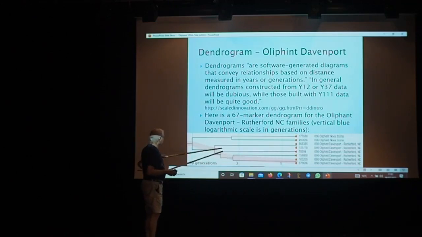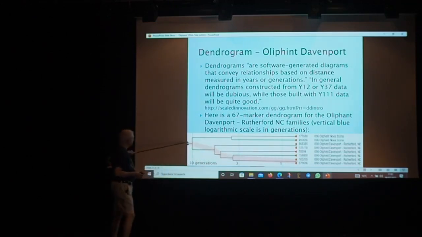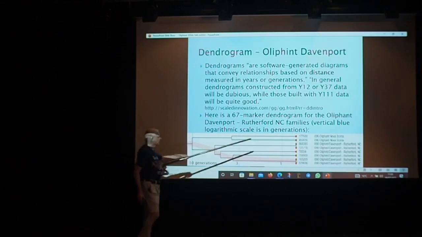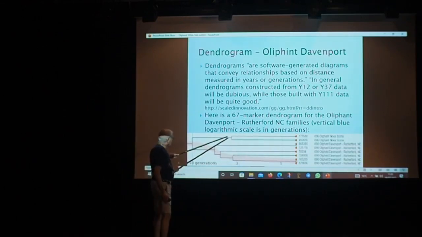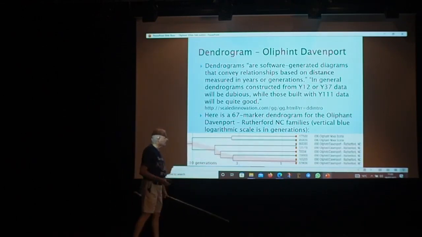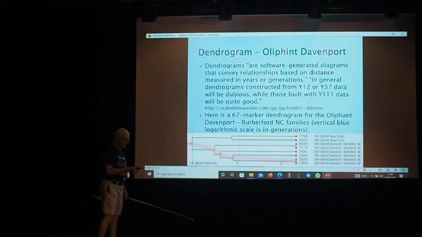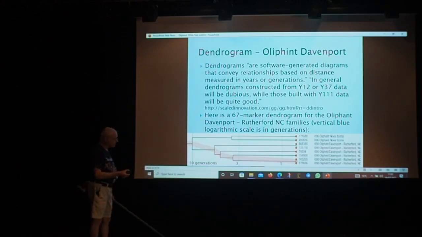And by the time you get to the common ancestor here for the Rutherford, or for the Oliphant Davenport group and the Nova Scotia group, you have to go back 10 generations. And the two people in the Nova Scotian group are a little over three generations apart. So this is really the bottom part of it.